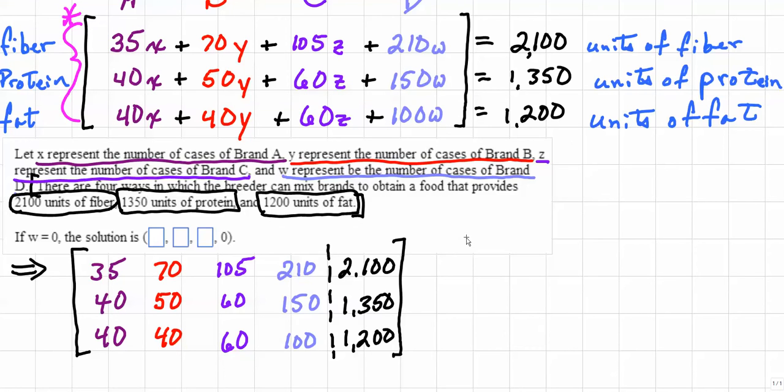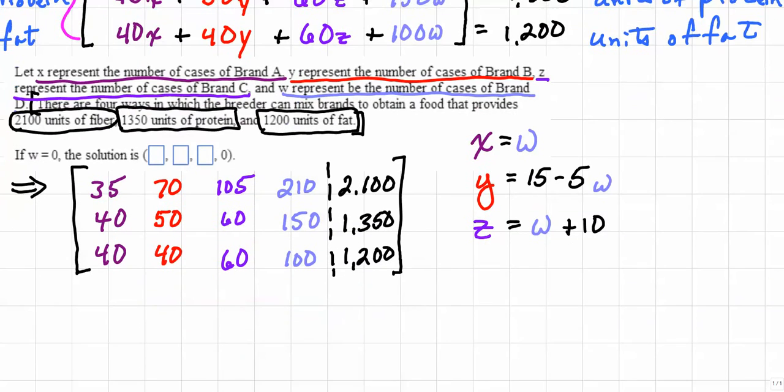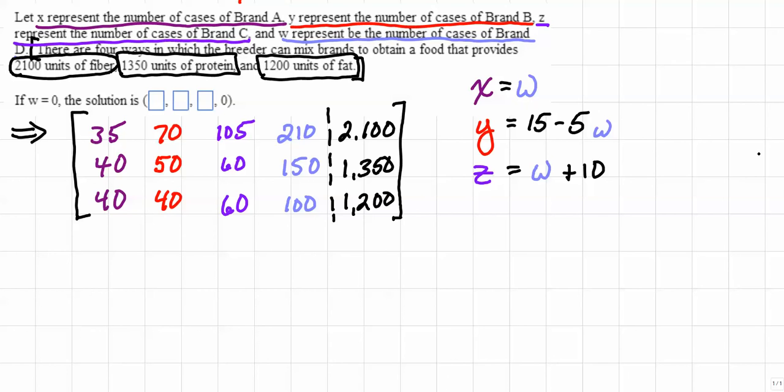So the solution is x is equal to w, and y is equal to 15 minus 5w, and then finally z is equal to w plus 10. Okay, now that we know what x, y, and z are in terms of w, all we need to do is provide values for w to determine what x, y, and z will be.